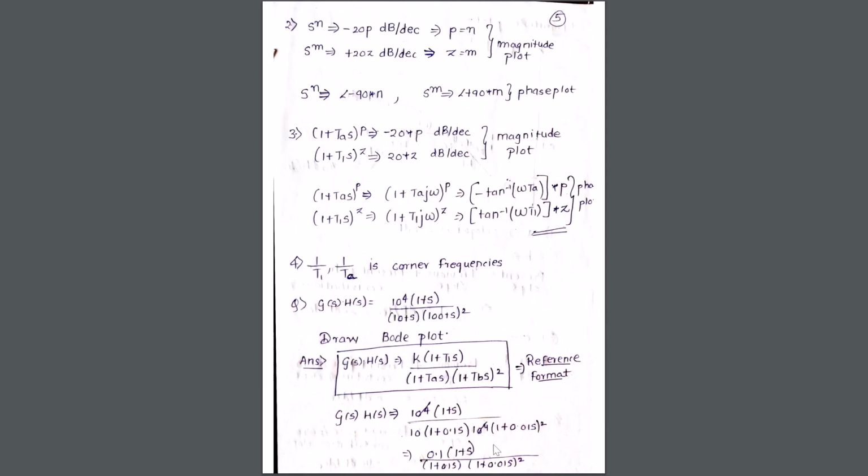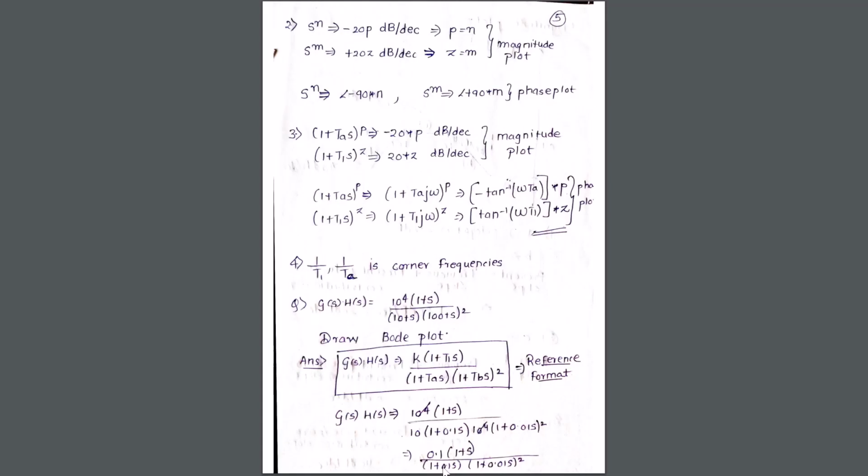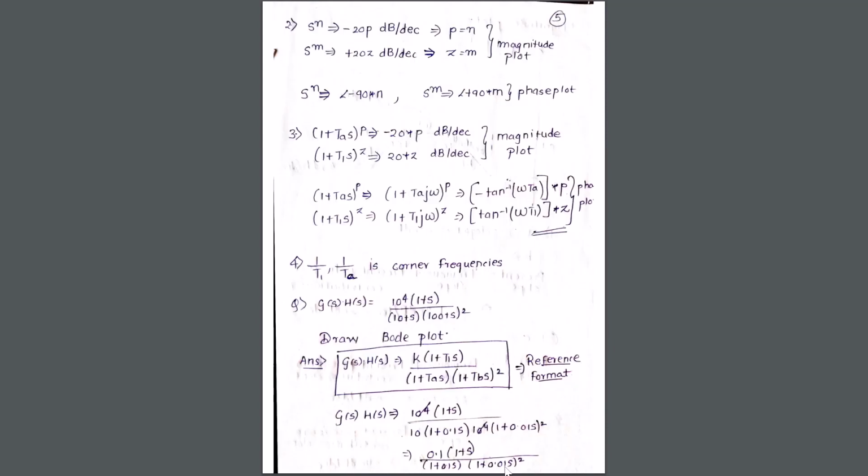So what do I have? 1 plus s. S has a coefficient 1, that is 1 by 1 becomes 1. Hence I have 1 over here. Next I have 1 plus 0.1 into s. Now 0.1 is my coefficient of s. Hence 1 by 0.1, I have 10. Next I have 1 plus 0.01 into s, that is 1 by 0.01, it is 100. Hence I have this magnitude plot which is given over here.